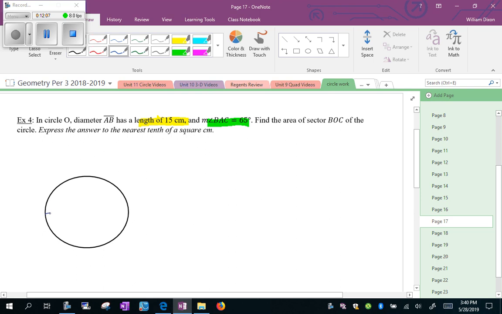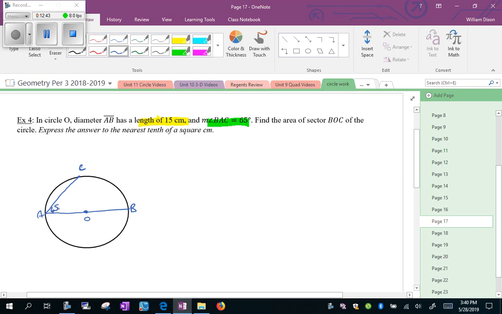So I have my diameter, which passes through O, as 15 centimeters, and that's line AB. B, A. All right, so I'm good there. And then it says that the measure of BAC is 65 degrees. So this is BA and then C, because I need another segment to make up that angle, is going to be 65 degrees.